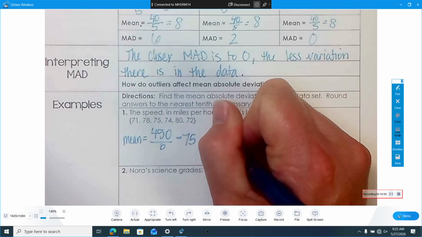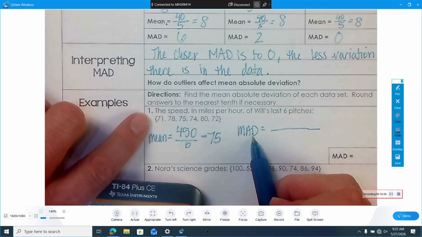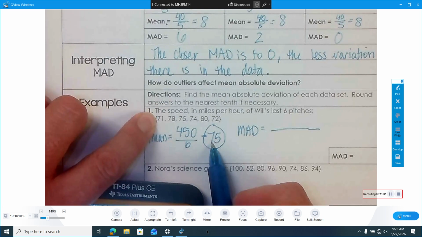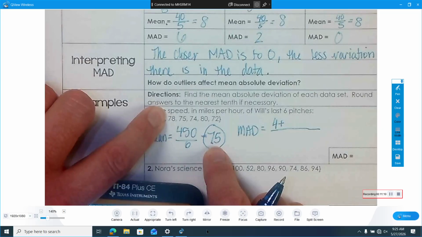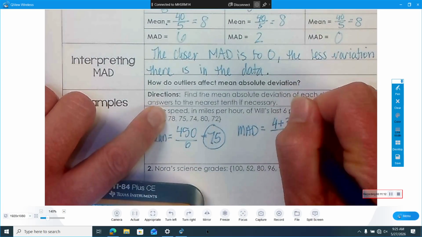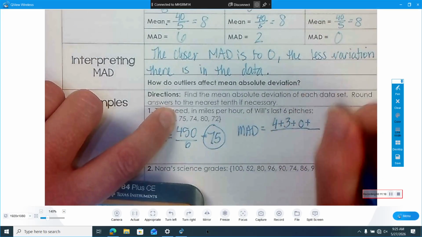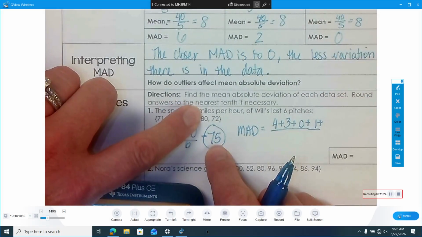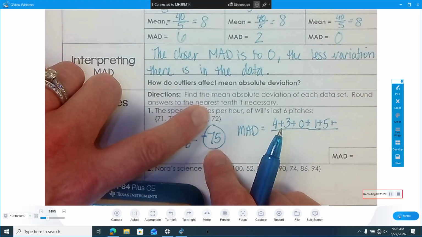All right, now to calculate the MAD, mean absolute deviation here. We have a mean of 75. What's the distance between 75 and 71? 4. The distance is 4, or the difference is 4. All right, what's the difference between 78 and 75? 3. 75 and 75? 0. 74 and 75? 1. Very good. 80 and 75? 5.